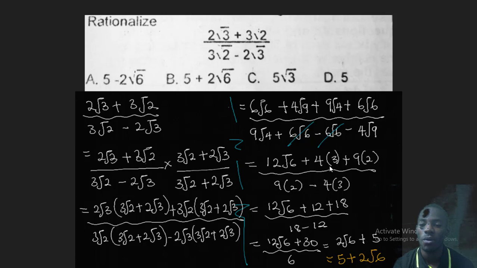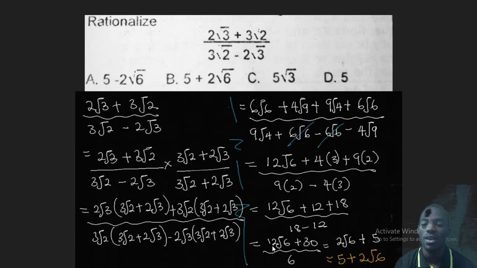That will give me 4 bracket 3, that's 4 times 3, plus 9 bracket 2, that's 9 times 2. Over this we cancel because they are the same. The root of 4 is 2. Then 9 times 2 minus 4 times 3, because the root of 9 is 3, and that will give me 12√6. 4 times 3 is 12. 9 times 2 is 18 over 9 times 2 is 18 minus 4 times 3 is 12. So that will give me 18 minus 12 is 6. Then 12 plus 18 is 30. 12√6 plus 30 over 6.